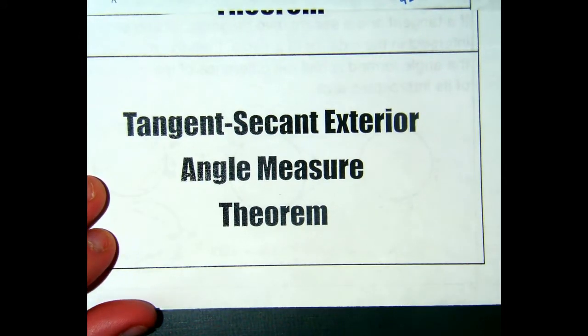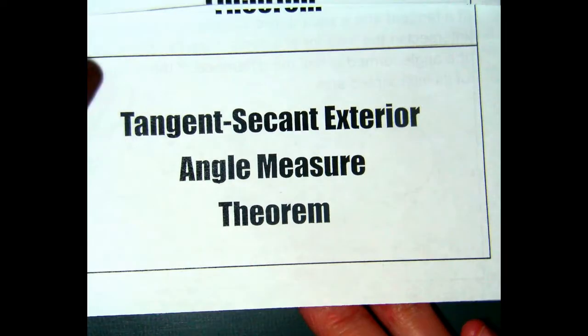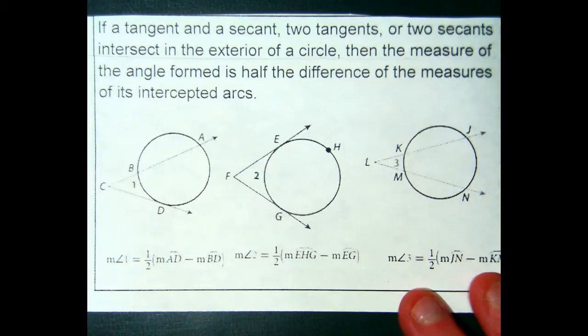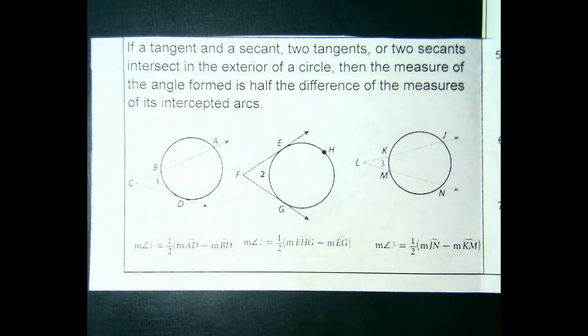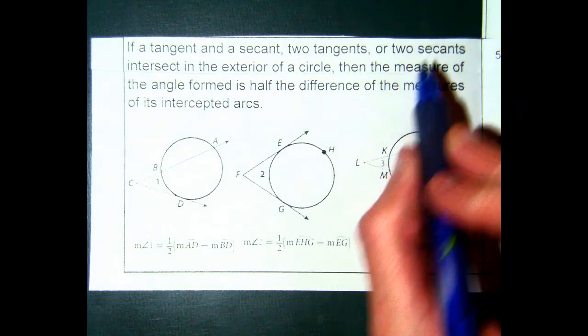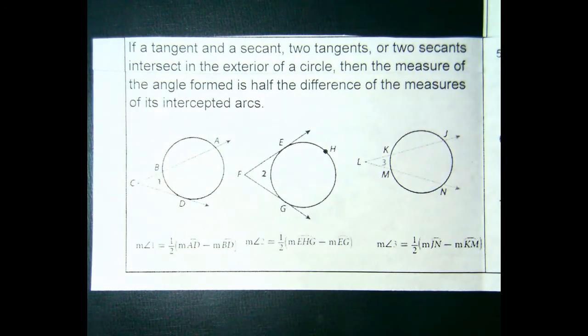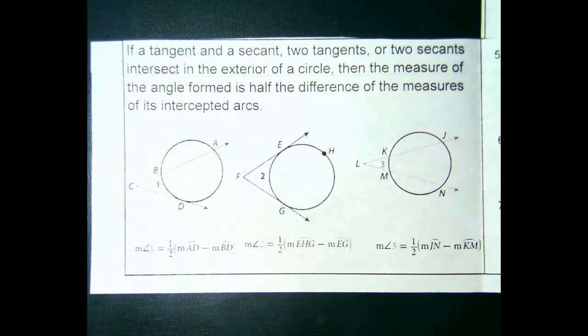Alright, last we've got tangent, segment, exterior angle measure theorem. This is the one that has 3 pictures. But they all have the same thing going on. Not the same thing, but I mean, it's all going to be the same relationship. If you have a secant and a tangent, 2 tangents, or 2 secants, if they intersect on the exterior of a circle, then the measure of the angle formed is half the difference of the measures of its intercepted arcs.